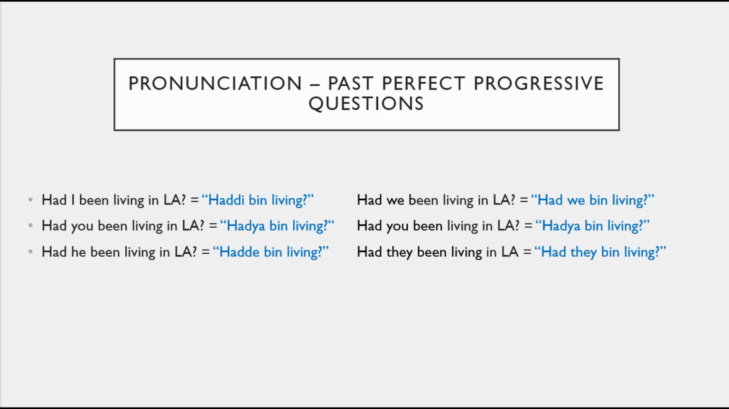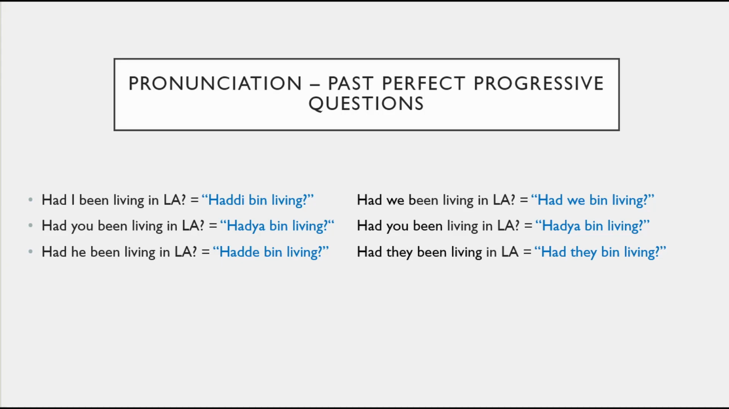Let's talk about first person plural. How long had we been living? Had we been living? Second person plural, had you been living? Again, that's exactly the same as second person singular. How long had you been living there? Had ya? And third person plural, had they? How long had they been living there? It sounds very much like it's written in that context. Had they been? How long had they been living in LA? Okay, so that's your pronunciation.